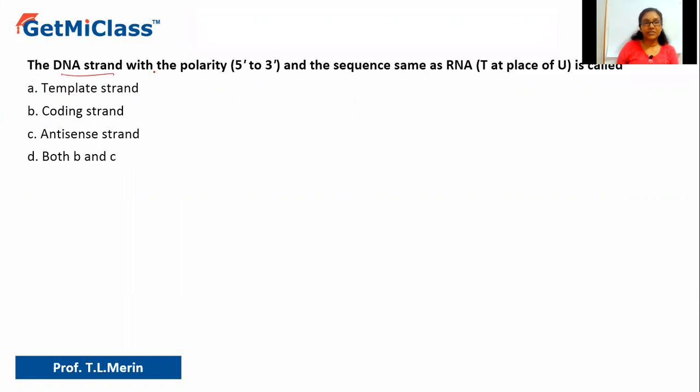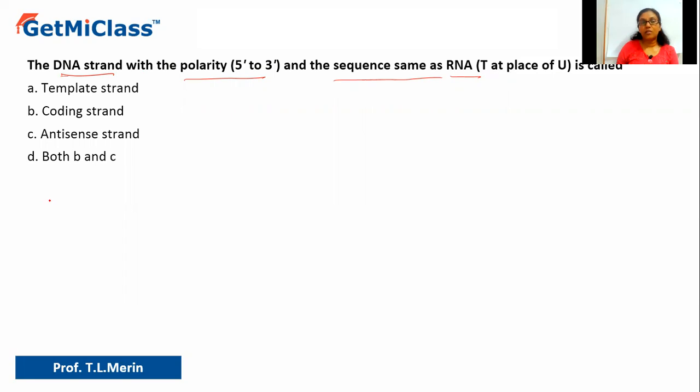It says the DNA strand with the polarity 5' to 3' and the sequence same as RNA, T at place of U is called. So what is that DNA strand called, which has the polarity 5' to 3', as well as the same sequence as RNA? The only difference is that T is present at the place of U. So what is this DNA strand called?